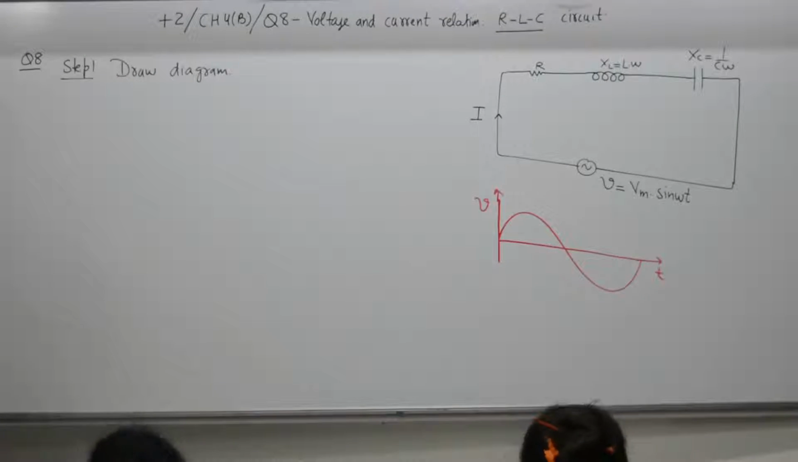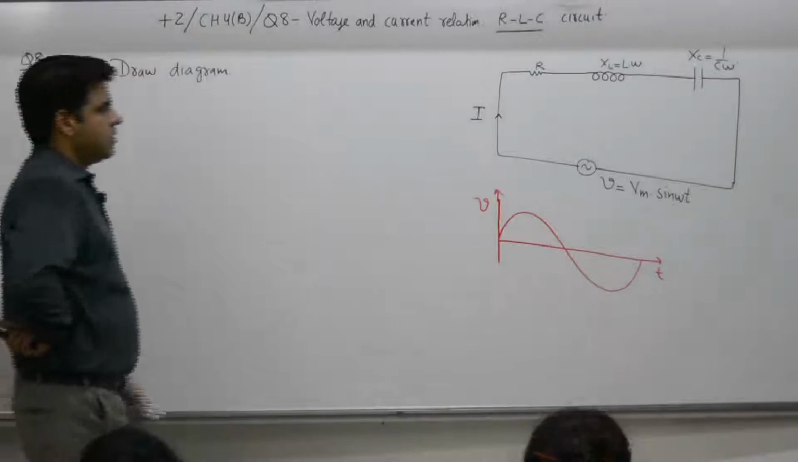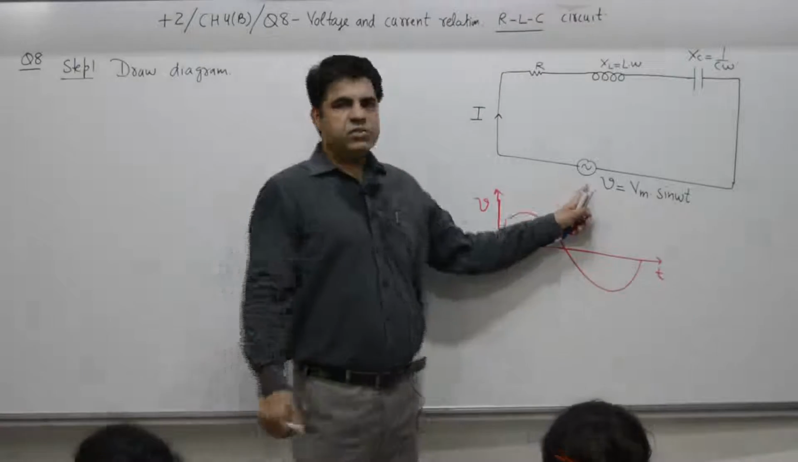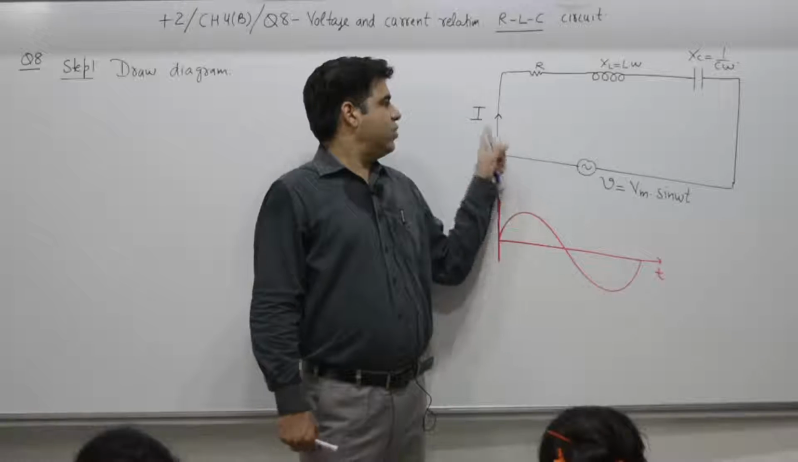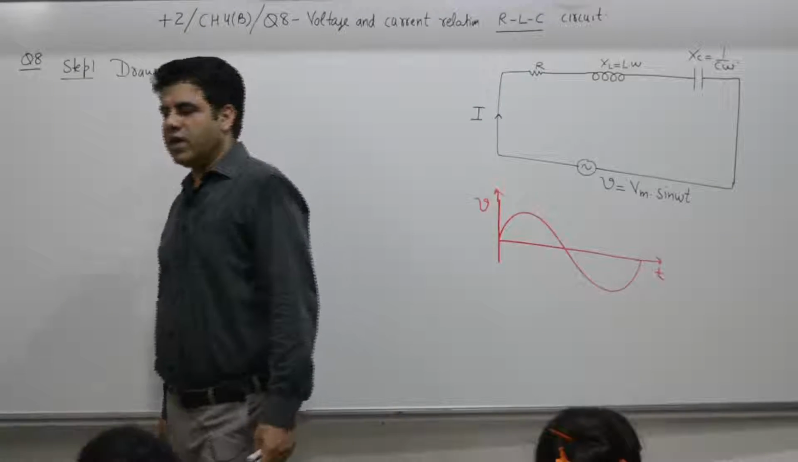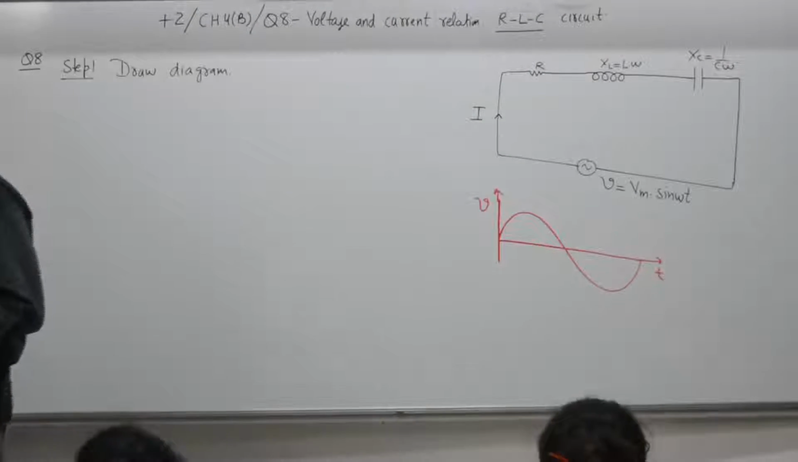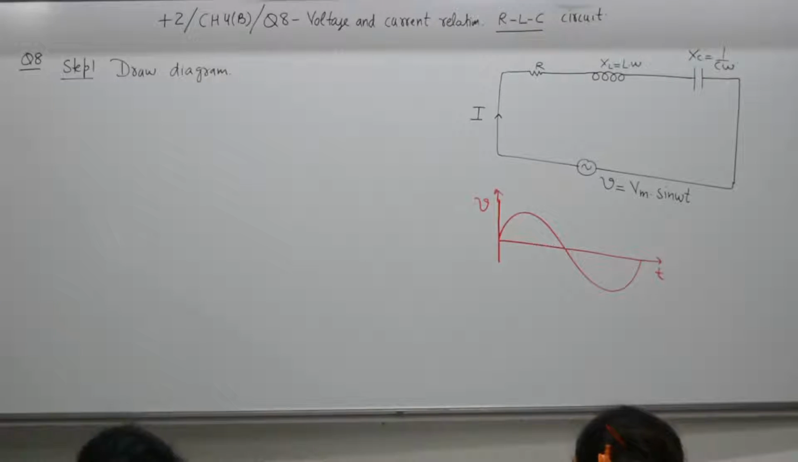Three elements: resistance, inductor and a capacitor, connected in series. You apply a voltage Vm sin omega t, and what you have to find out is current, magnitude of current and phase relationship. Step 1, draw diagram.